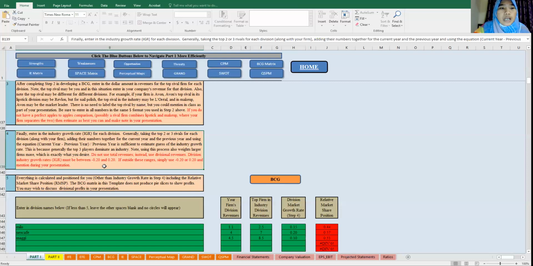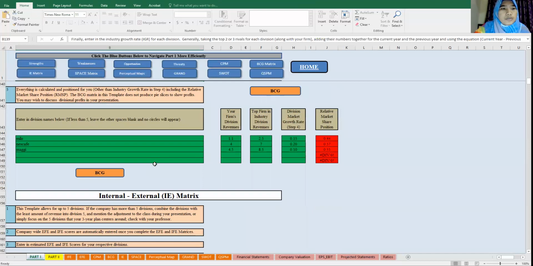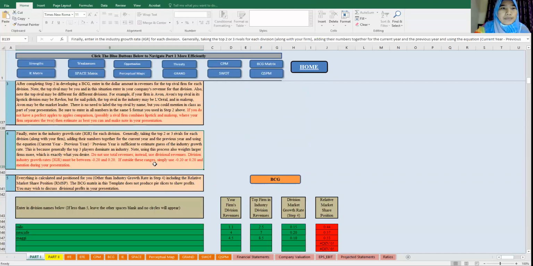Alright, however, following this template, the industrial growth rate must be between minus 0.2 and 0.2 in terms of percentage, 20% growth. Alright, so try your best. Madam does not stop us from trying this. If we cannot get the information internally, it is okay, we just do it as a whole company itself, just to know which quadrant that company sits in and which strategy is suitable.